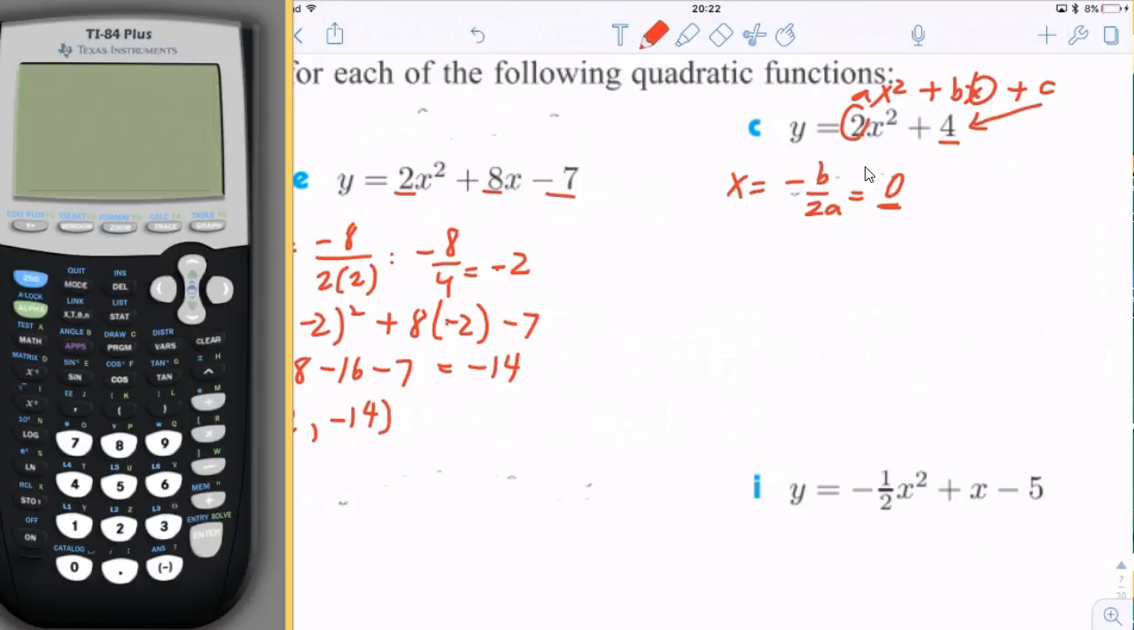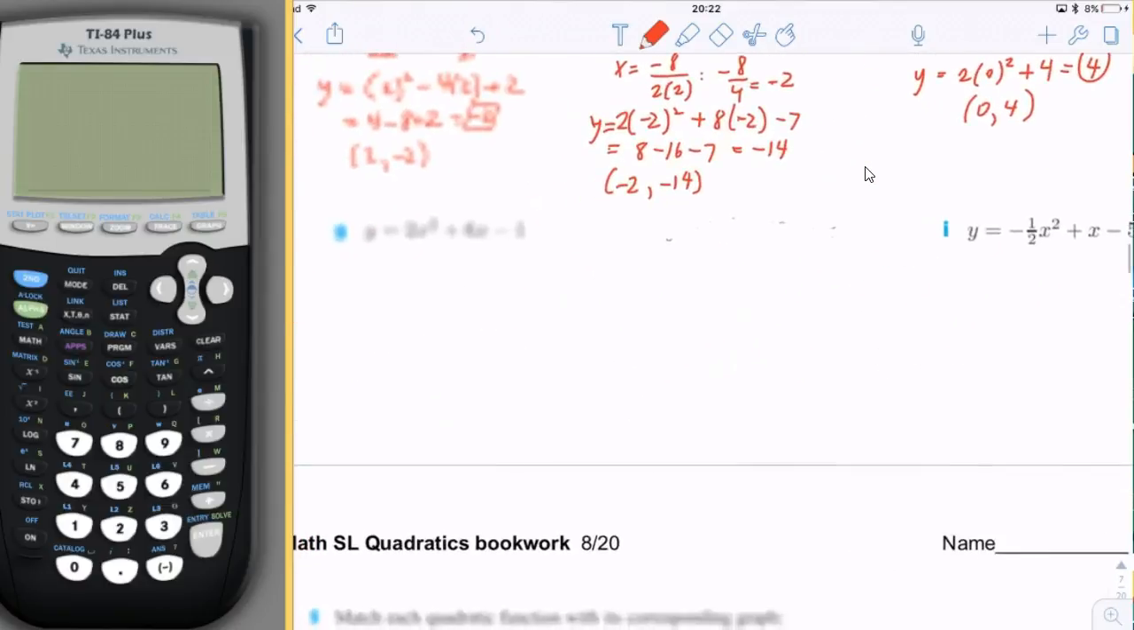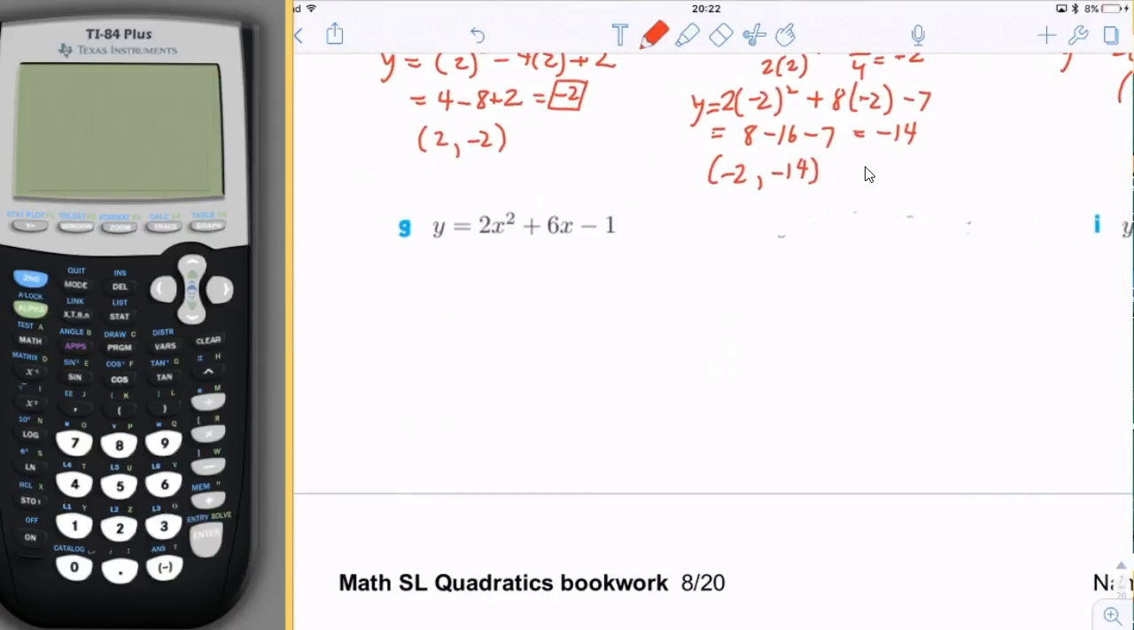And then when you put 0 in for the 2x squared, it's 2 times 0 squared plus 4 to get the y coordinate. So you find out that the y coordinate is just 4. Okay, so it ends up being 0, comma 4. All right. And you can do this one the same way.